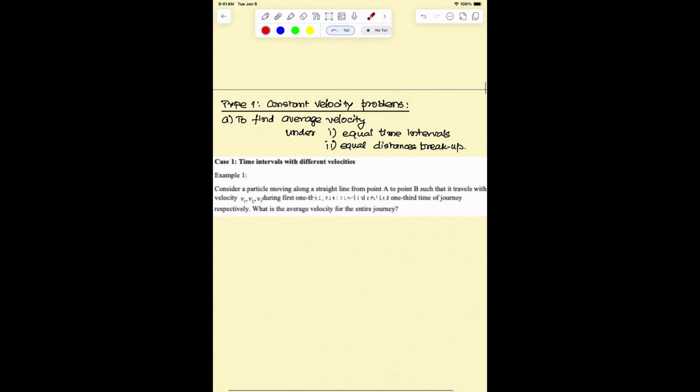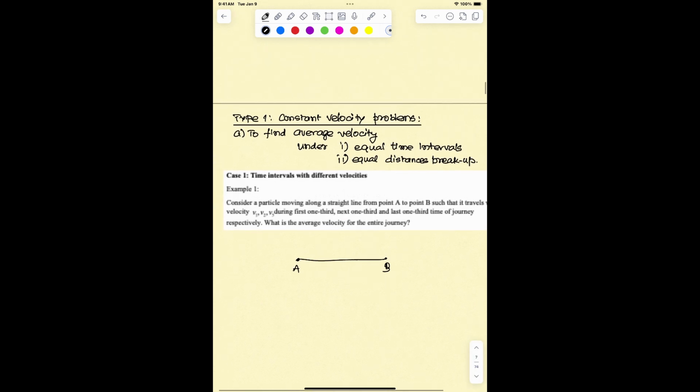Now let's go into the topics we have covered in our summary. The first kind of question that will come is constant velocity problems. Type A is to find average velocity under two different cases. One is like this. Read the question here. Example 1. Consider a particle moving along a straight line from point A to point B. This is motion along a straight line, point A here, point B here. The particle moving from A to B is the journey.